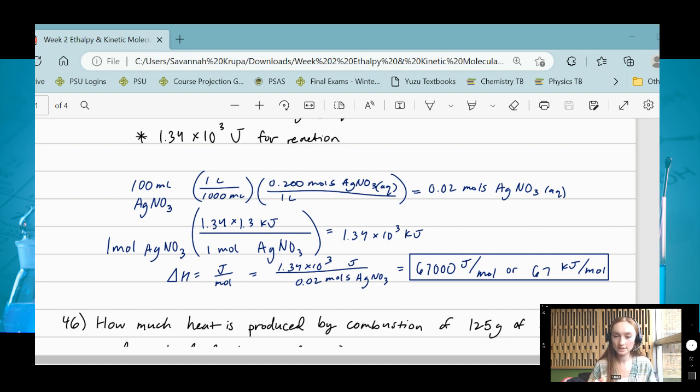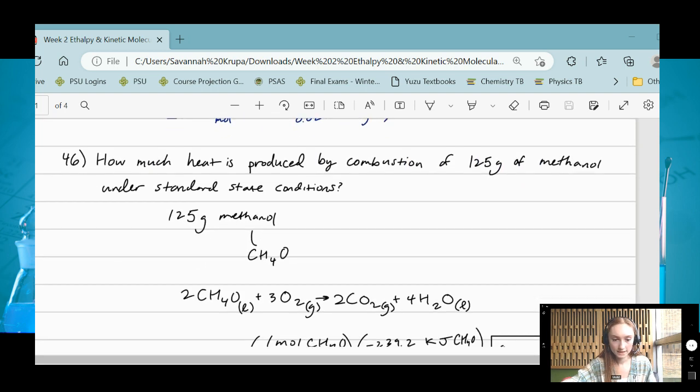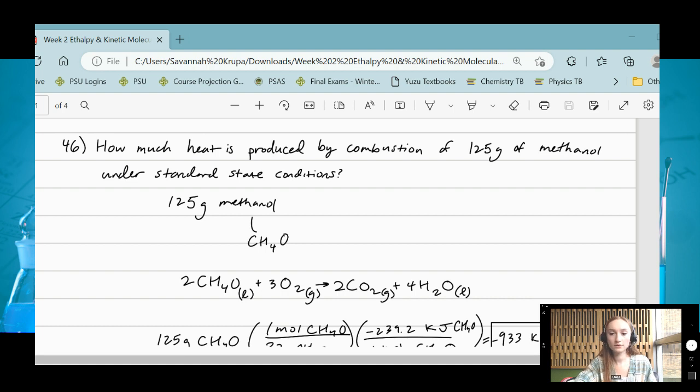This is problem 46. And the question states, how much heat is produced by combustion of 125 grams of methanol under standard state conditions? So, we first need to recognize, how do we write an equation for combustion? So we have methanol, and methanol has the compound of CH4O.